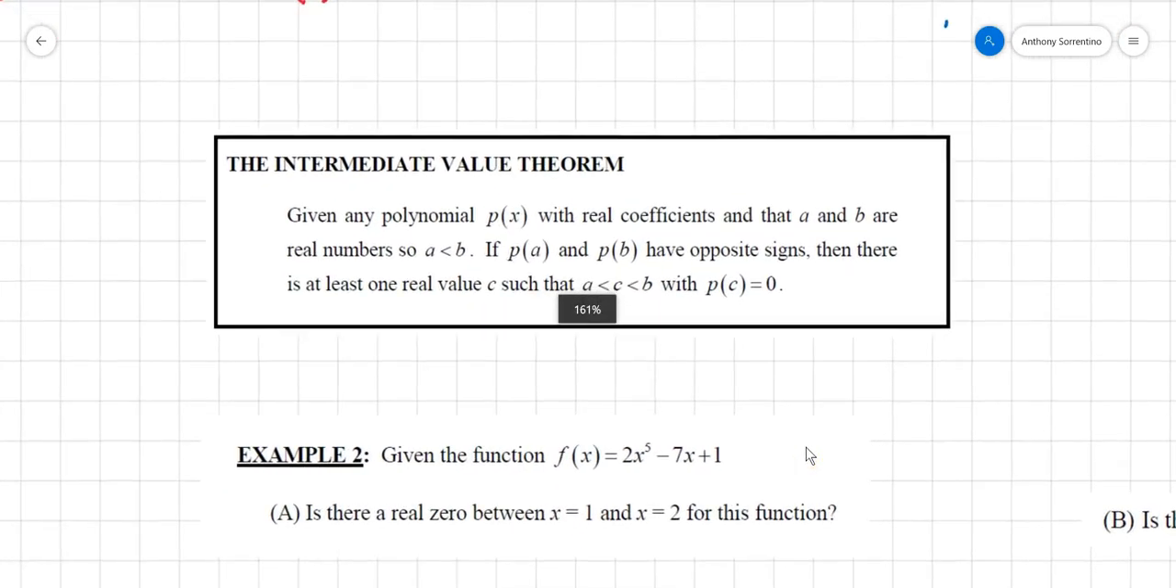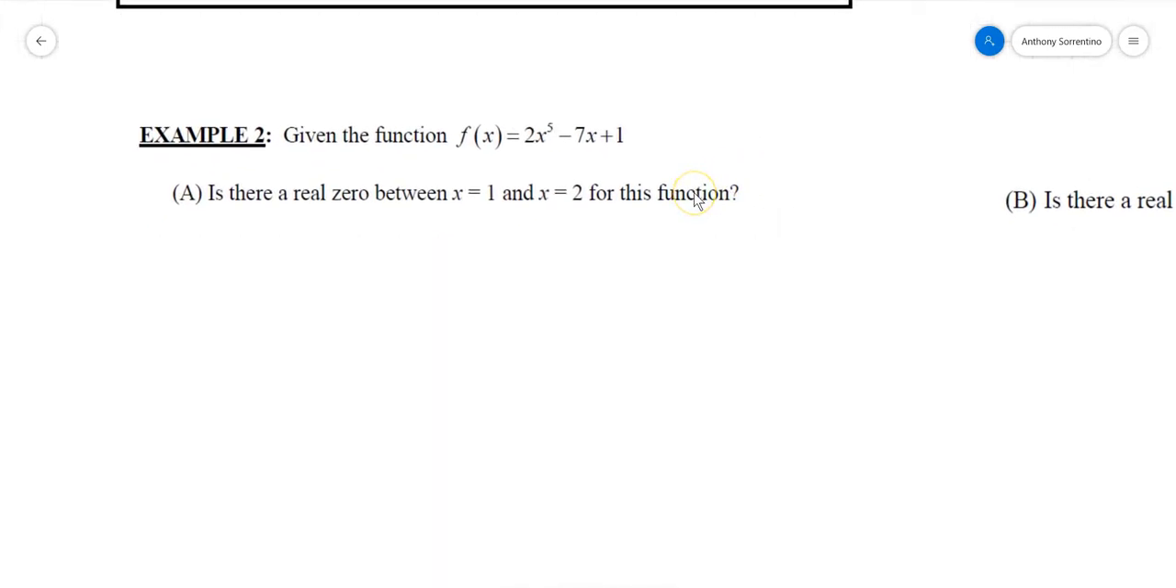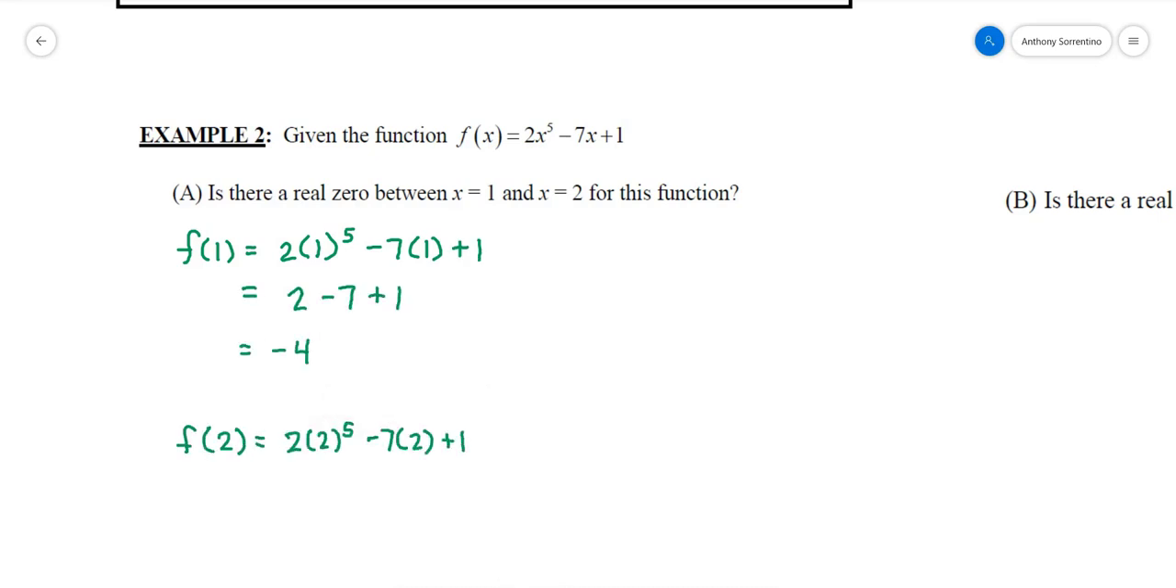So for instance, if I'm looking at example 2, it wants to know, is there a real 0 between x equals 1 and x equals 2 for this function? So the only way I'm going to be able to do that is to actually calculate those out. So let's calculate f of 1 and f of 2. So I calculated these two values out.